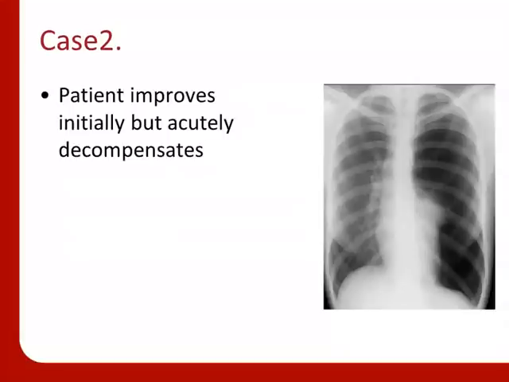She improves initially, but then acutely decompensates. And as you can see from the chest X-ray, she has a large pneumothorax on the left side, which is something that you always worry about in COPDers anytime you're using any kind of positive pressure ventilation, whether it's a BiPAP mask or mechanical ventilation. A pneumothorax occurs fairly commonly.